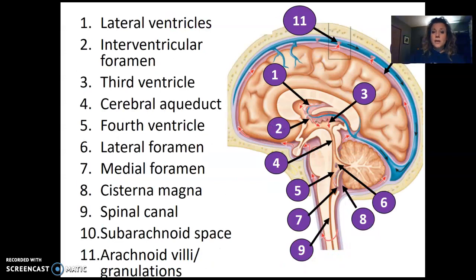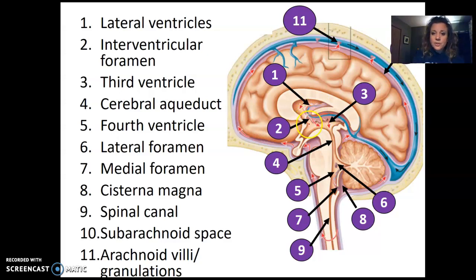So now we're looking at a different view of the brain. We're looking at a mid-sagittal section. So this is the inside of the brain itself. Now, go ahead and label this picture. I put this on the handout for you. Number one, we're looking at the lateral ventricles. And this fluffy pink looking part, this is the choroid plexus. And you can see that we have tiny blue and red blood vessels in there, those are the blood vessels that are flowing through.